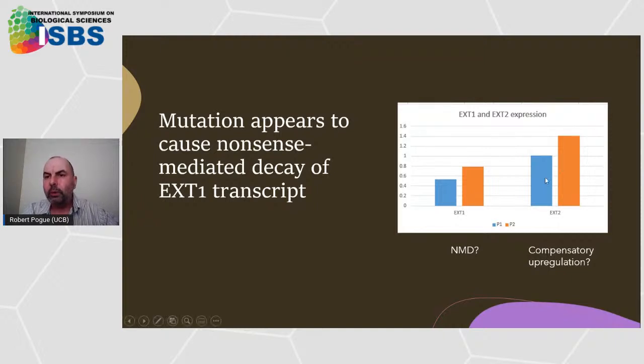And so again, we did analysis of the EXT2 transcript in the same proband and her mother, and we found that in the mother, there seems to be indication of an increased expression of EXT2. However, this wasn't reflected in the proband. So we're currently doing new cell isolations where we're going to repeat this experiment to see if we can resolve whether we really have a compensatory upregulation of EXT2 or not.